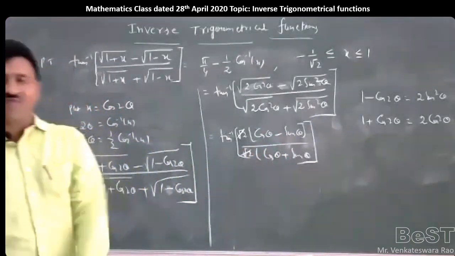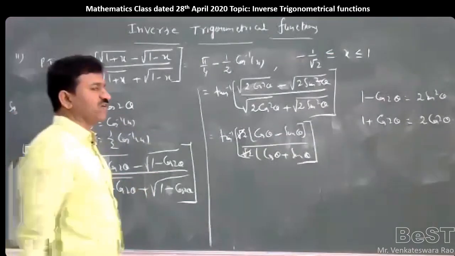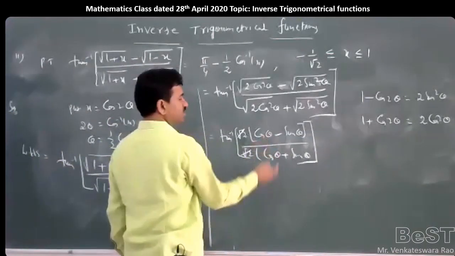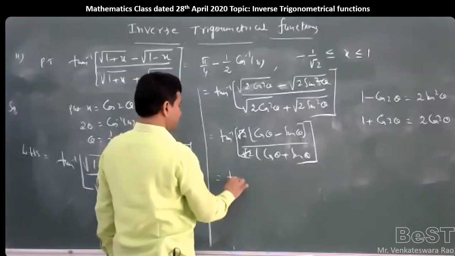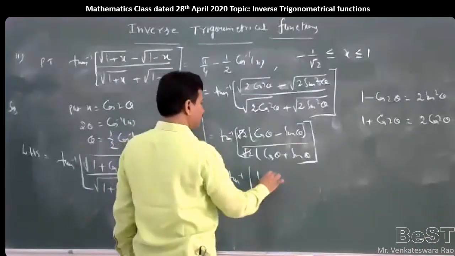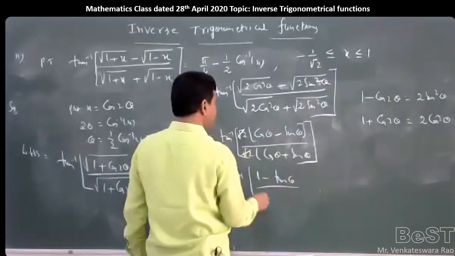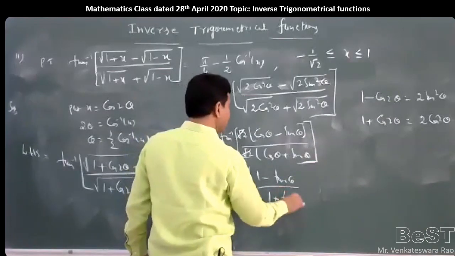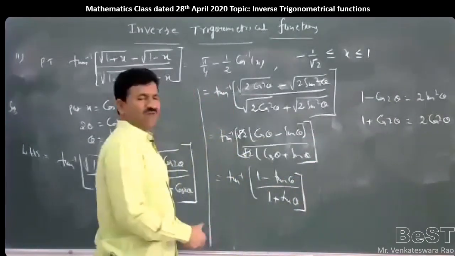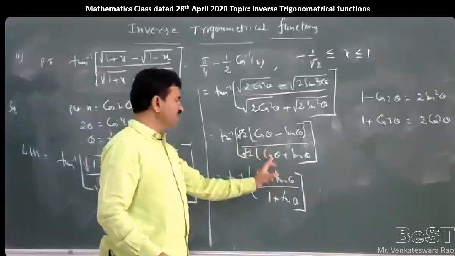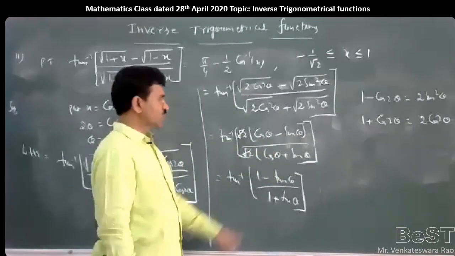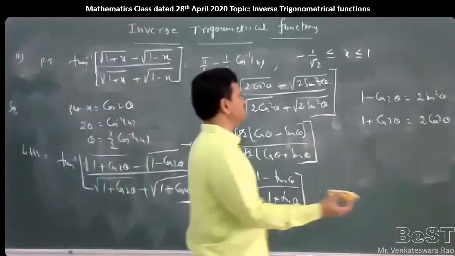How to get the tan function here? Dividing both numerator and denominator by cos theta. So tan inverse of 1 minus tan theta by 1 plus tan theta. What have we done here? We divided the numerator and the denominator by cos theta, so we get 1 minus tan theta by 1 plus tan theta.